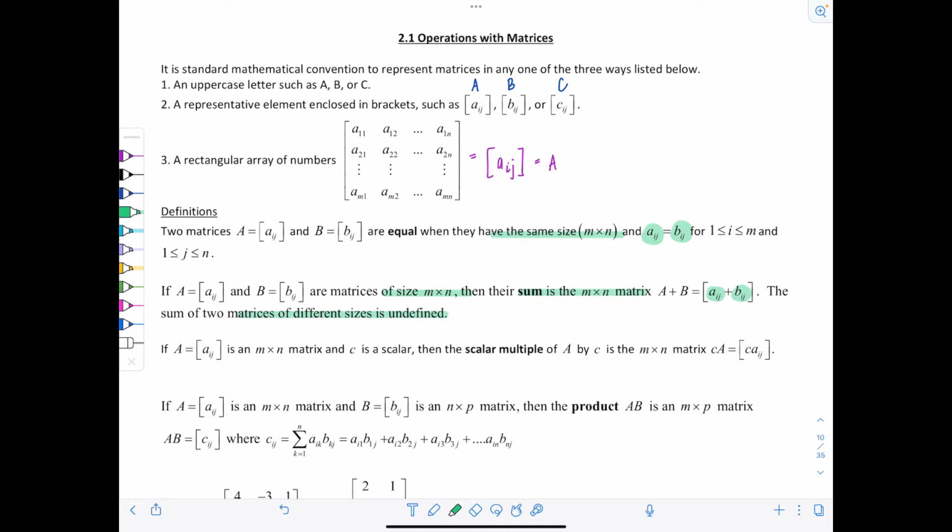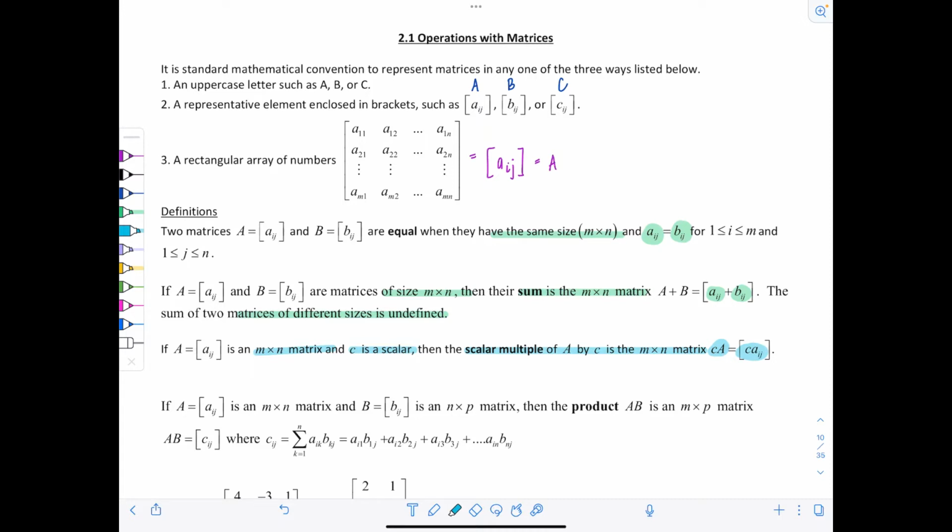If you have another matrix A and it's an m by n matrix and c is a scalar, so just some number, a constant, then a scalar multiple of A by c is the m by n matrix written cA. You put the scalar in front, and then you have capital A for the matrix, and you basically just multiply every single entry in the matrix by that constant c. Okay?